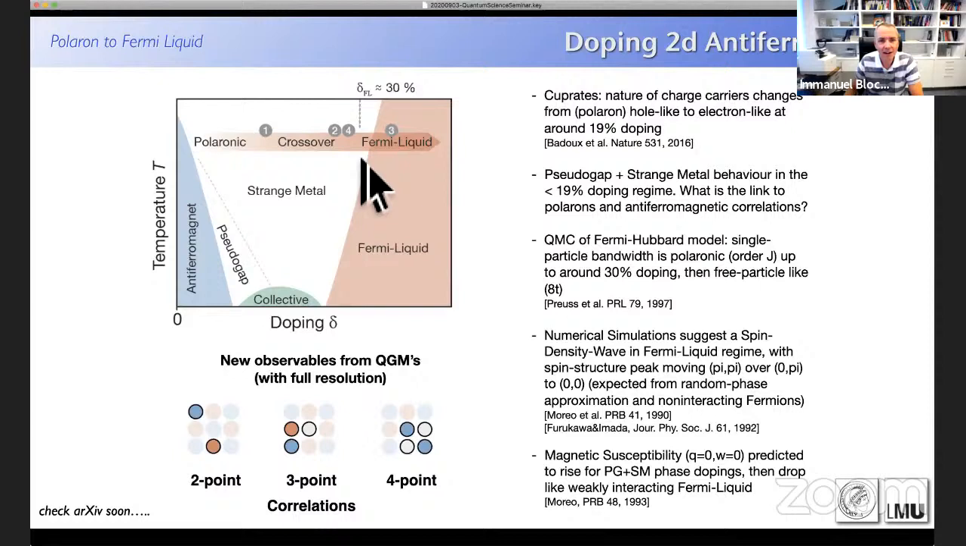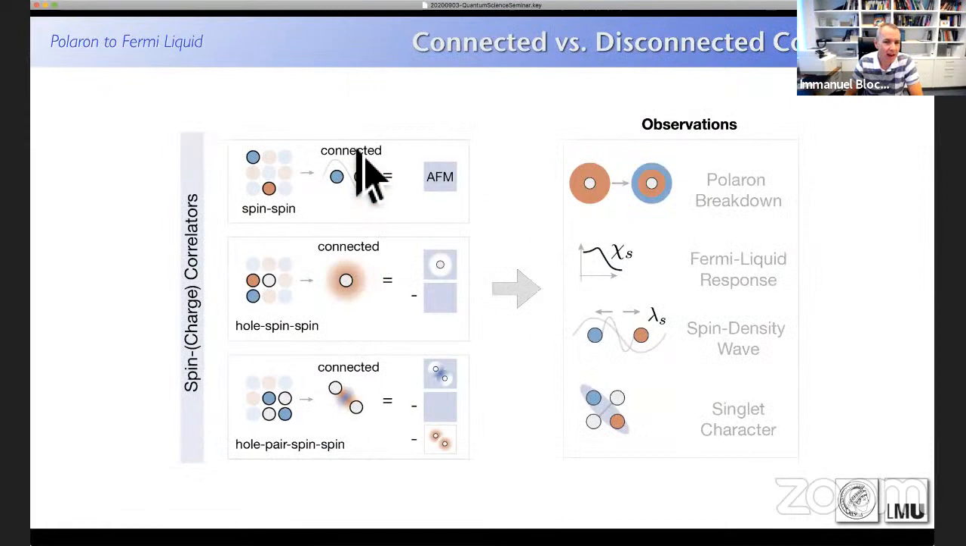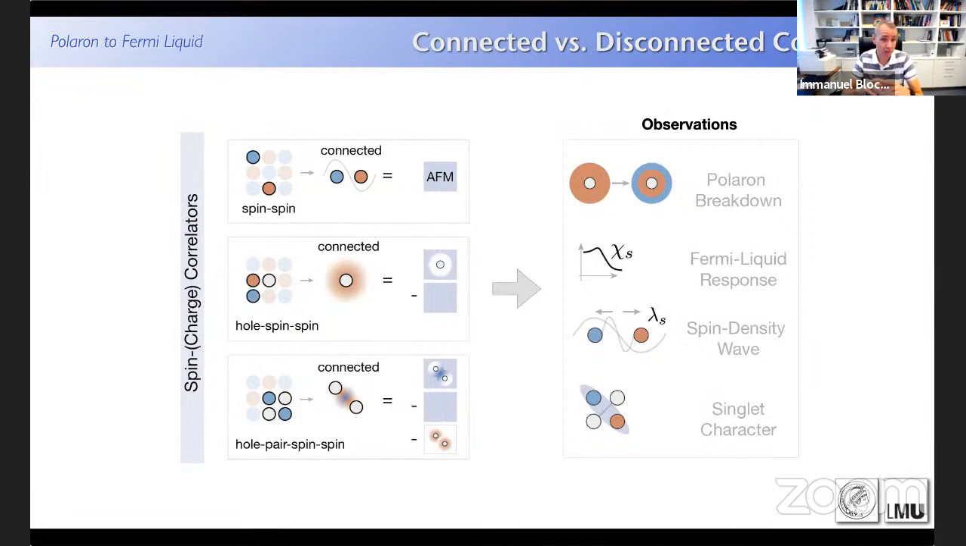And we'd like to see when that actually happens. Where at this doping level does that happen? To do that, we looked at several correlators in the system. Two-point spin correlators, and spin correlators conditioned on having a hole here, which tells us how the polaron itself evolves as a function of doping. How does it break down? How does it break up?